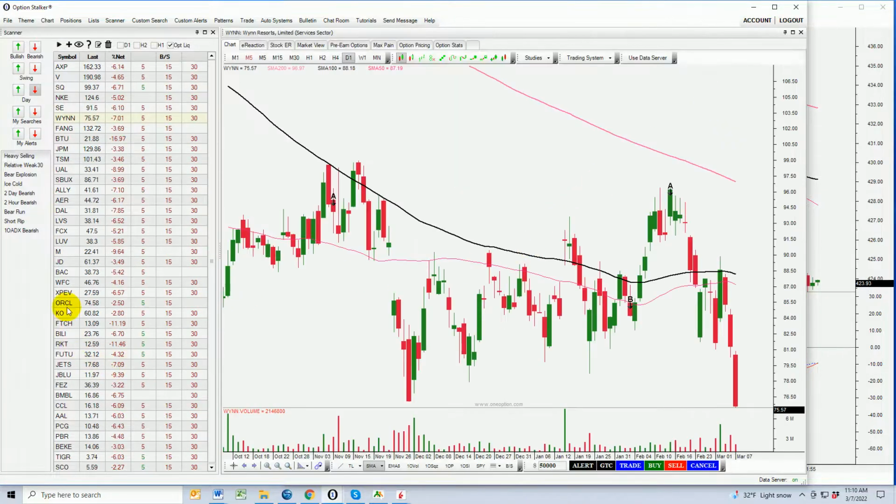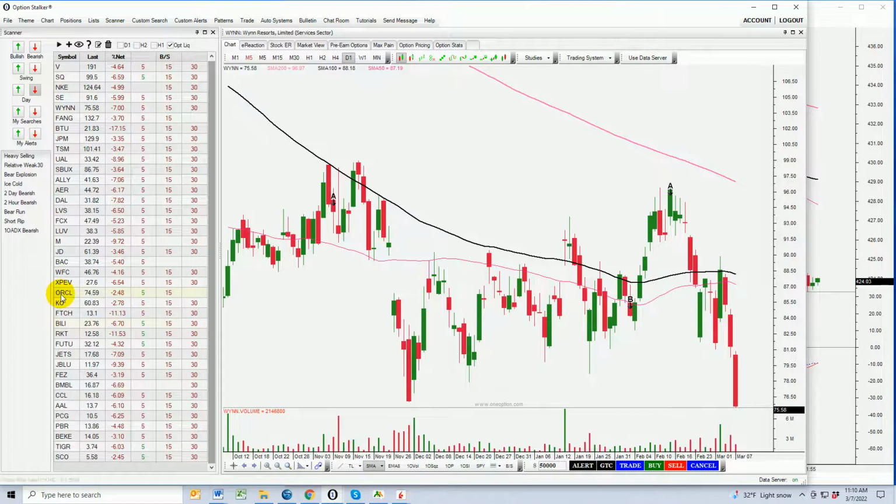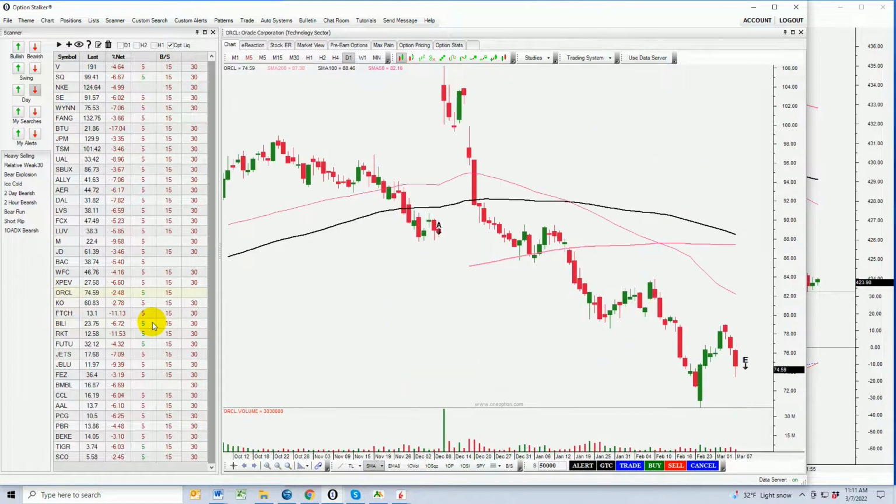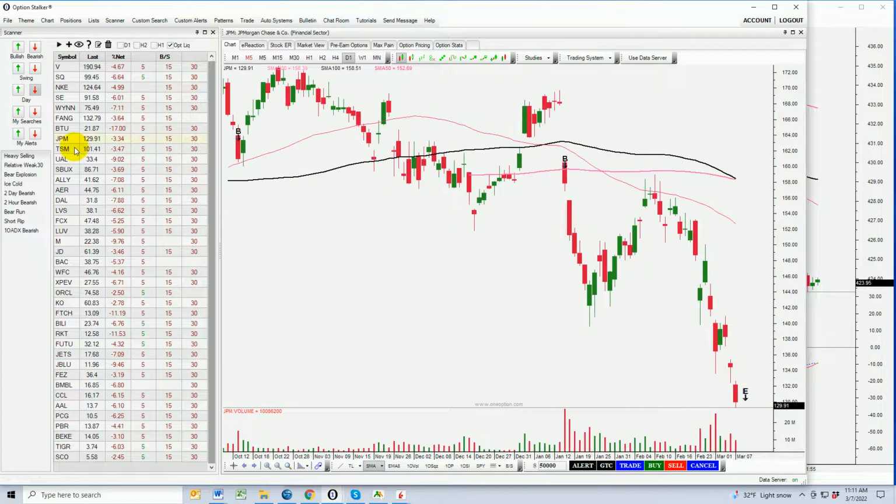And let's go in. I'm going to take a look at Oracle very quickly because I happen to notice that. And let's bring that chart up. Not as weak as some of the others that we've seen. So financials are going to be a very good short for you. Chinese stocks are going to be good shorts for you.